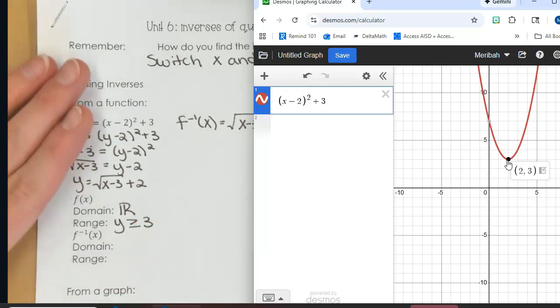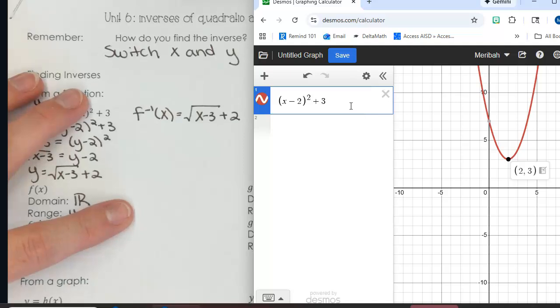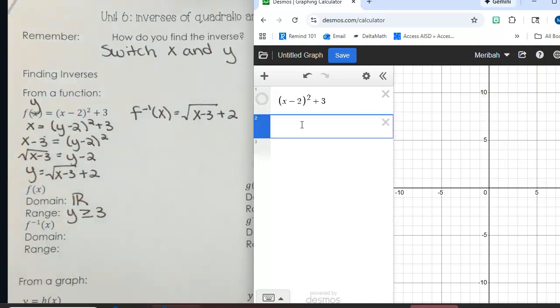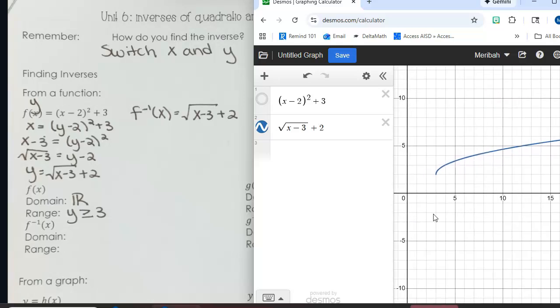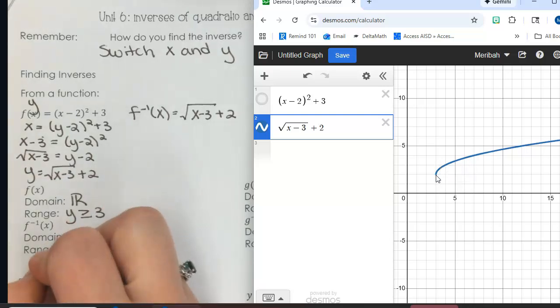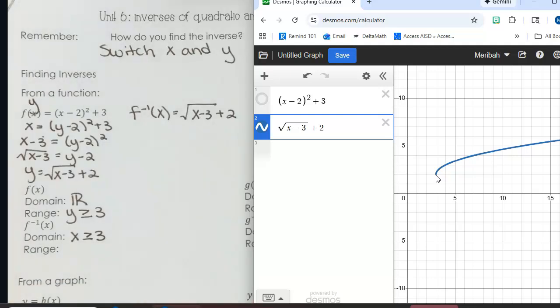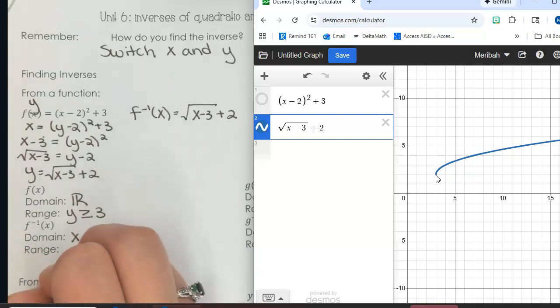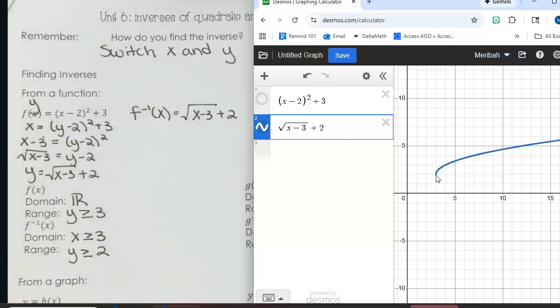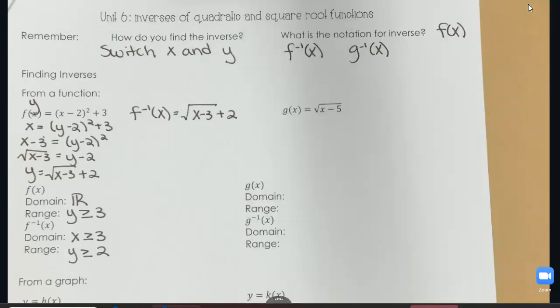Now, if I were to graph my inverse function instead, I'm going to take that one off of here. Square root of x minus 3 plus 2. Notice we now have this blue graph. Our domain is not all real numbers any longer. Our x values start at 3. So our domain is going to be that x is greater than or equal to 3. And our range is no longer starting at 3. Our y values start at 2. So y is going to be greater than or equal to 2. So when we are taking inverses with quadratics and square roots, we are going to have to pay attention to how our domain and range changes. So let's do that again on the next one.